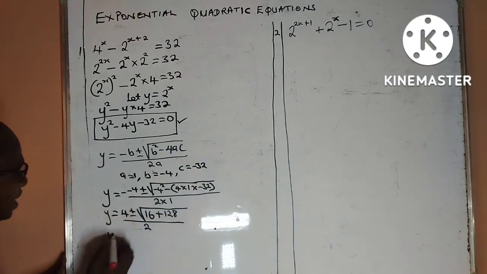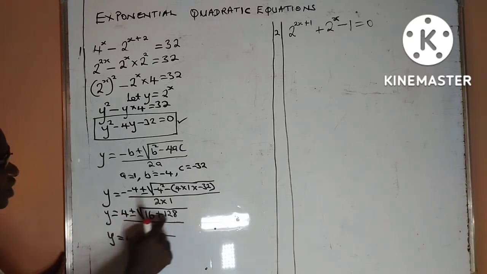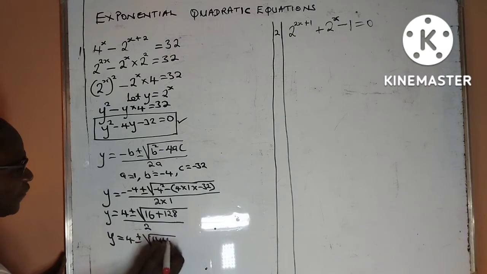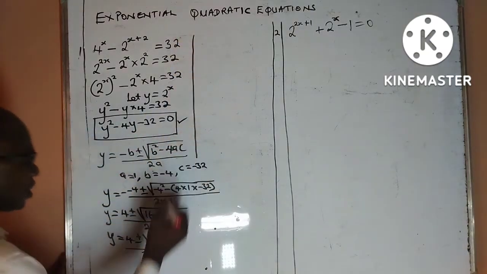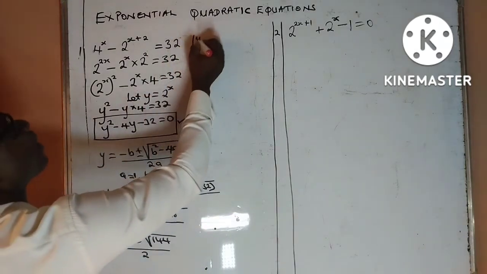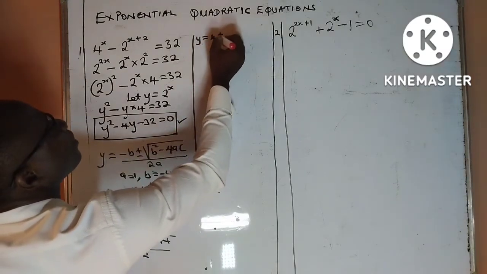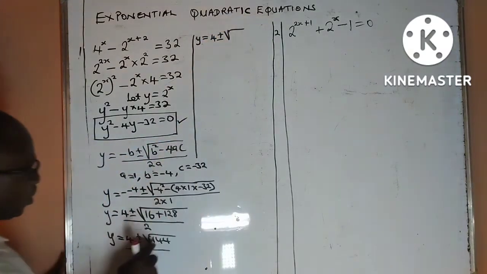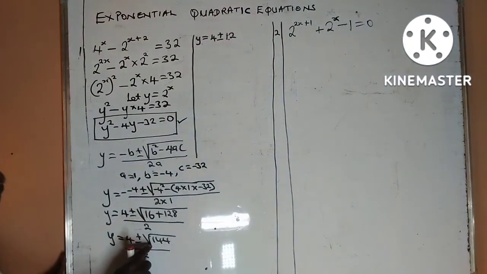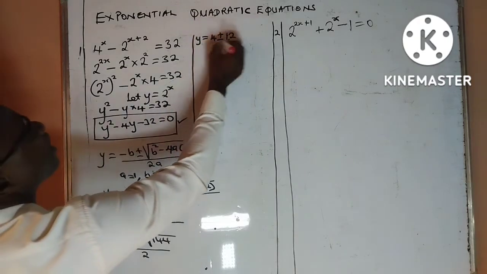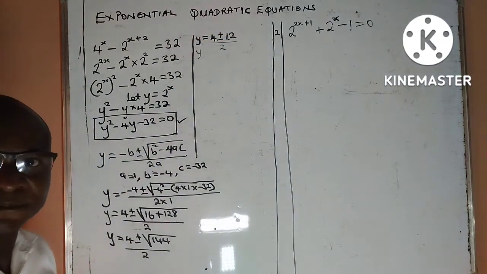So if I move further, I will have 4 plus or minus the square root of 16 plus 128, which is 144, everything all over 2. Okay, let's write it up. Then I will now have y equal to 4 plus or minus the square root of 144, which is 12, everything all over 2. At this point, I can now get the value of y.